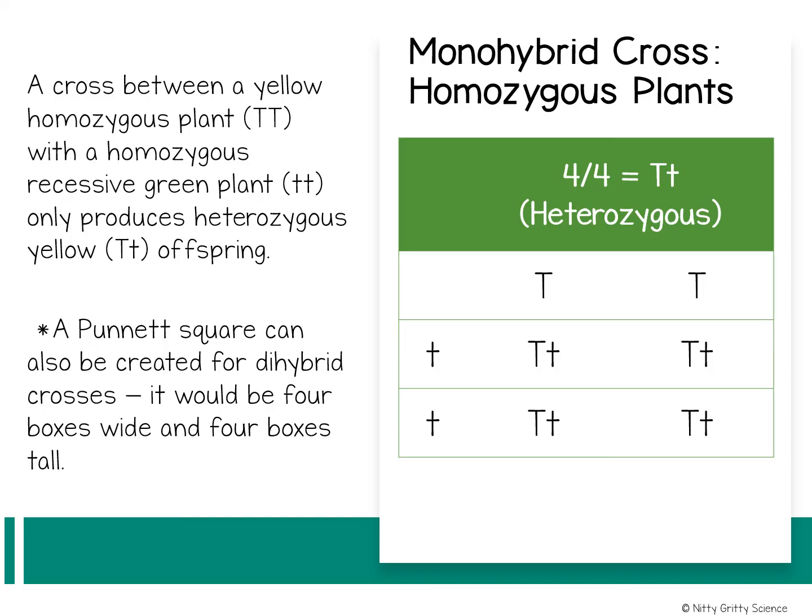Punnett squares are a great tool to help predict the possibilities of offspring and can also be created for dihybrid crosses. Now, it is time to show what you know.